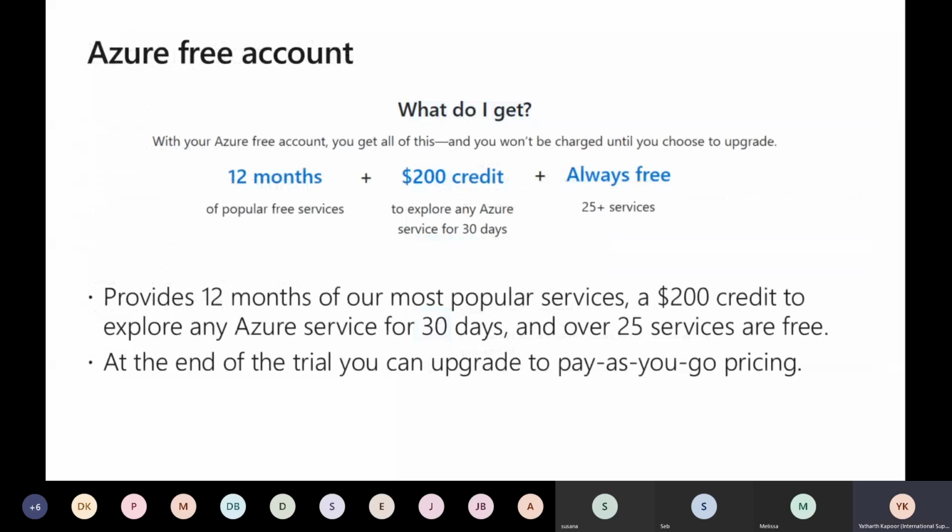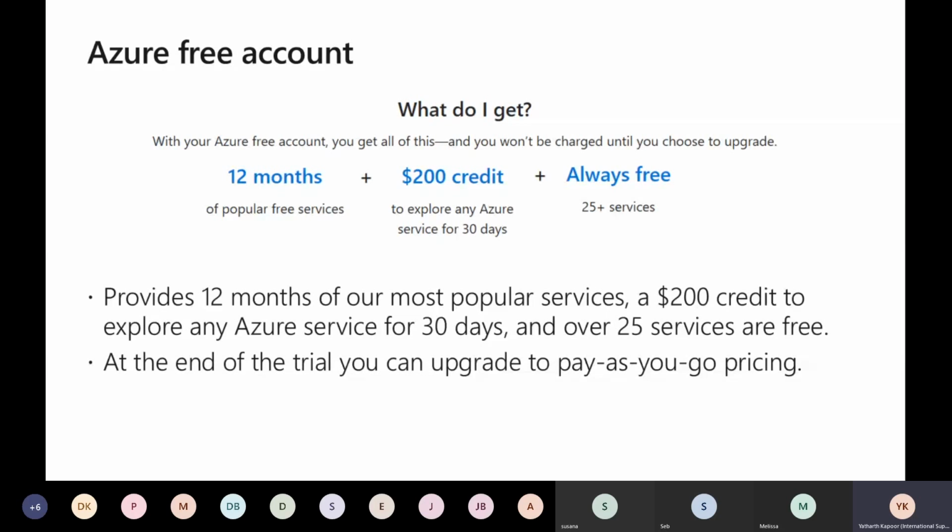Again, the free account is a $200 credit for 30 days, plus 12 months of popular free services. Basically, what 12 months means is that you can still access your data for 12 months, but services you can use only for 30 days, right? So that's the Azure free account.